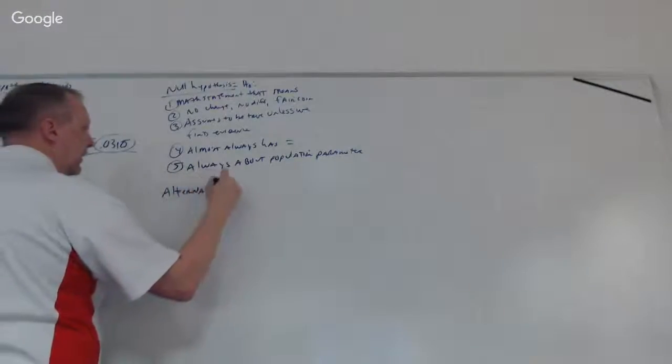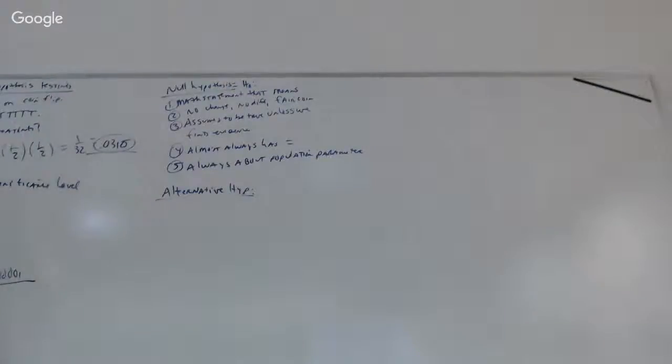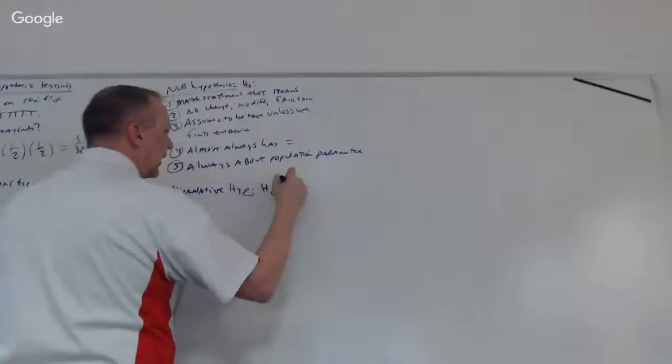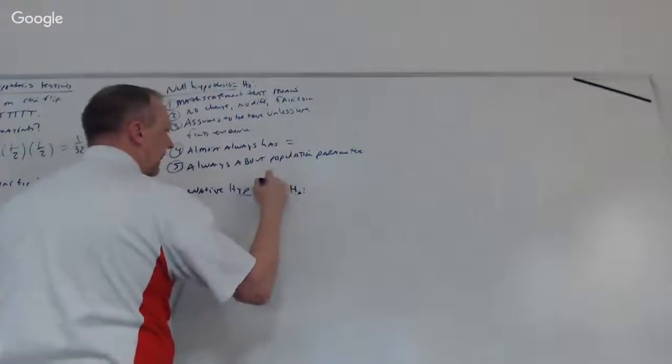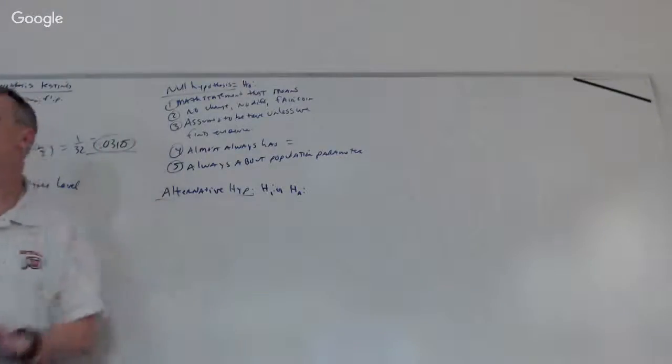Alternative hypothesis, okay? Now, depending on your book, it will either use H sub 1 or H sub A. I'm happy with either one, it doesn't matter, okay? In fact, you'll see me interchange them. It doesn't mean anything other than it's not the null, okay?